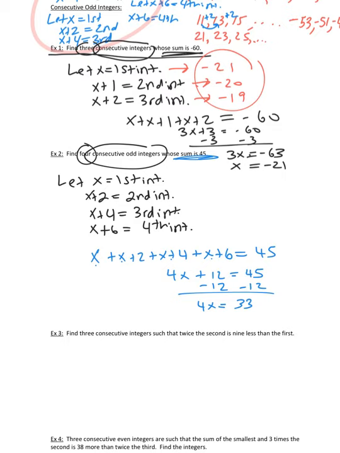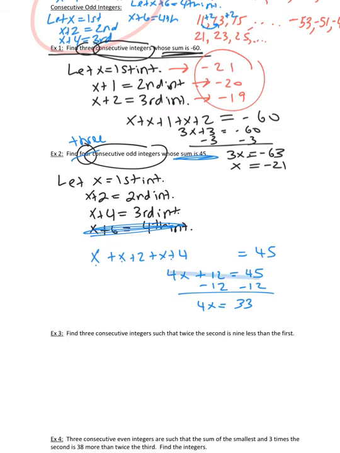Oh, you know what? I think it was supposed to be 3 consecutive odd integers. Yeah. Go back and change this to 3 consecutive odd integers. I think I meant this to be 3 of them. So you would have x plus 2 plus x plus 4. Sorry, guys. Let's erase that. Plus x plus 4. Take out the x plus 6. Equal to 45. So this would give me 3x plus 6.